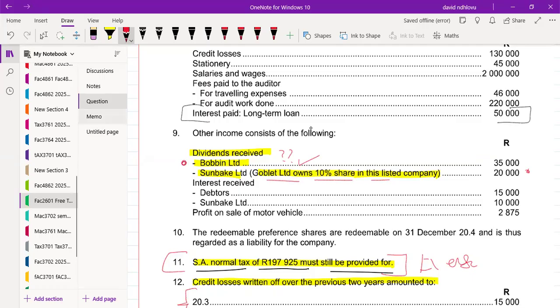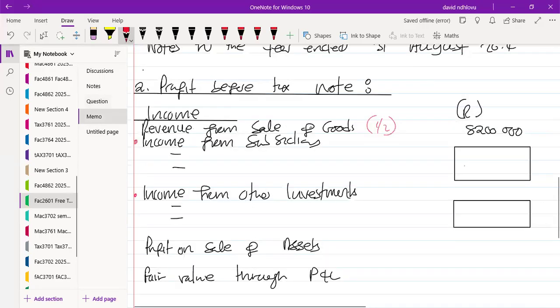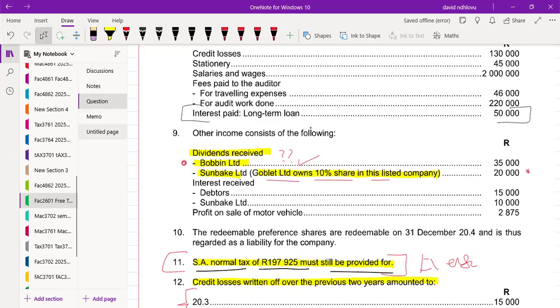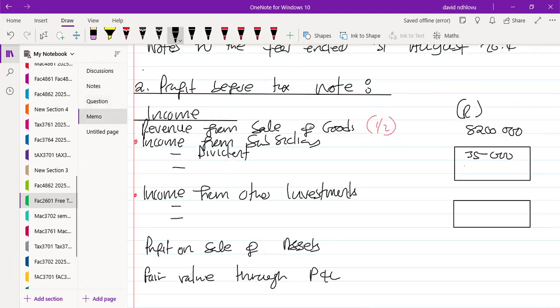And from them, we received 35,000 in dividends. So you disclose that. So you have to name it. It's dividend that we received. Right, 35,000. There was no mention of anything else received from Poppy. Sunbeck is not our subsidiary. Since Sunbeck is not our subsidiary, we received 20,000. You disclose it here. So you say dividend. Right, 20,000. This is our other investment, not a subsidiary.